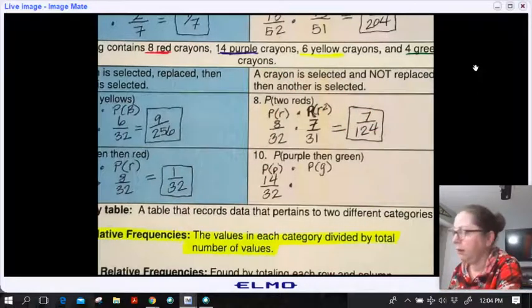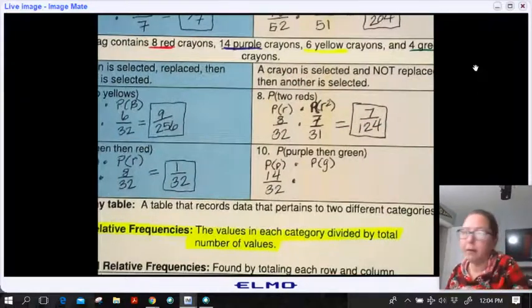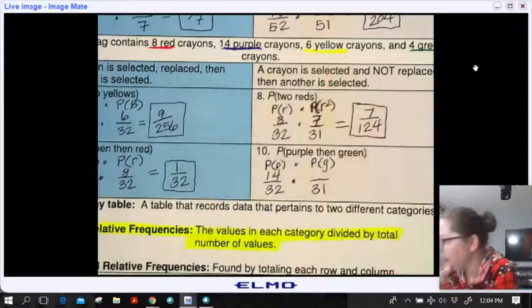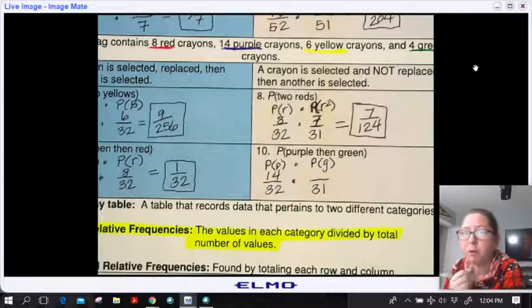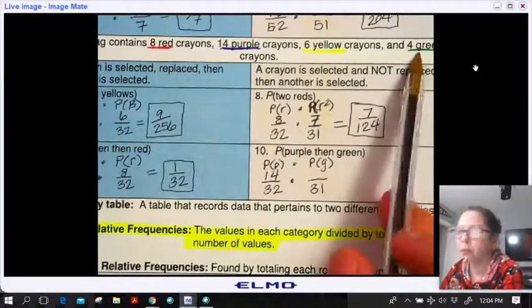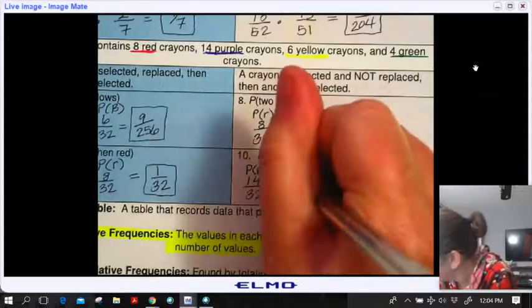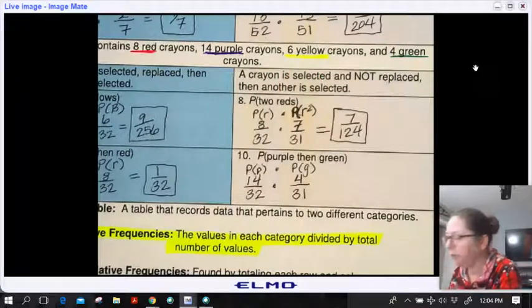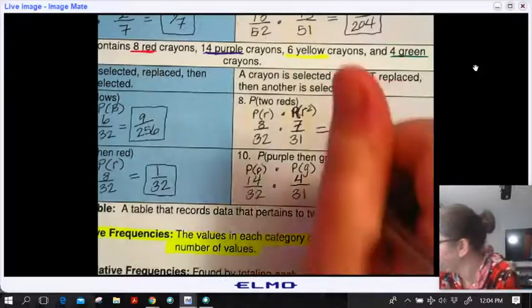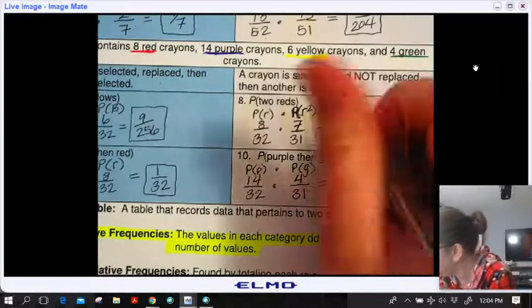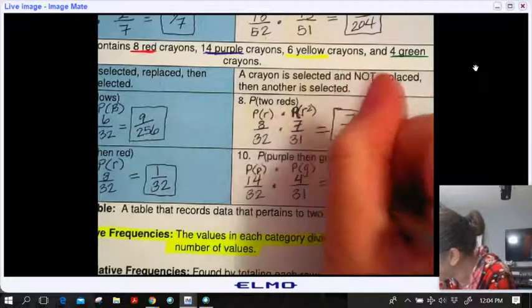Okay, I'm going to keep the purple crayon out. So now there's only 31 crayons there. But now I'm hoping to draw a green. Remember, there's 4 green crayons. The total of green crayons shouldn't have changed. Okay, multiply this out, and surprisingly, I get the exact same probability.